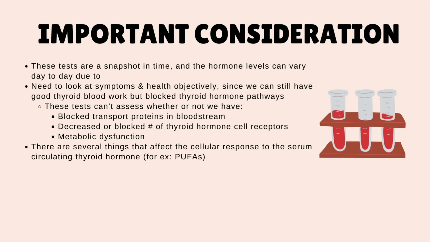There are several things that affect your cellular response to serum circulating thyroid hormone, for example, PUFAs. So you could have normal thyroid levels in your blood work, but your actual thyroid function at the cellular level could be low and thus have an impaired metabolism and reduced ability to produce energy.